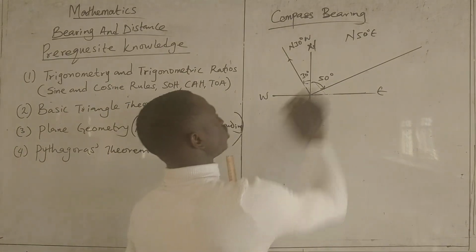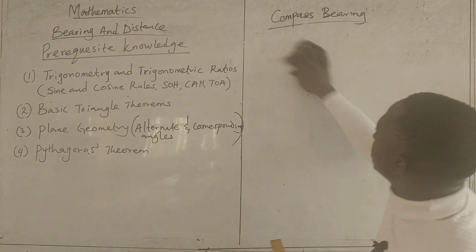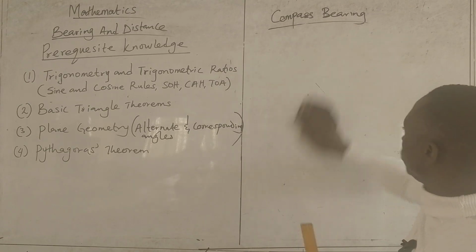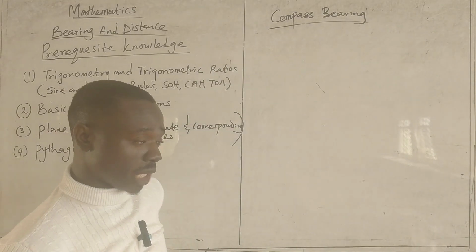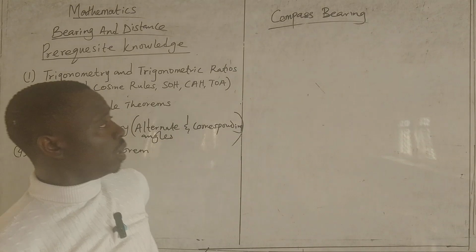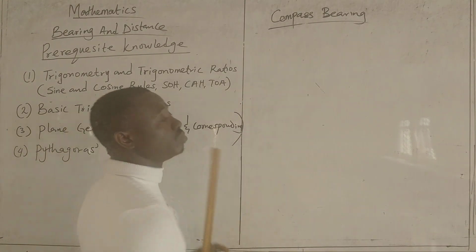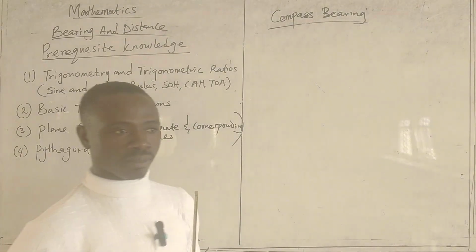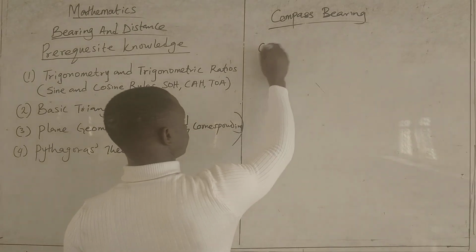All right, so let me teach you how to interpret bearing. Very important now. The problem most students have is that they don't even know how to interpret questions on bearing. And some don't even know how to locate bearing. Another problem is that some people don't know how to locate bearing. So example number one.